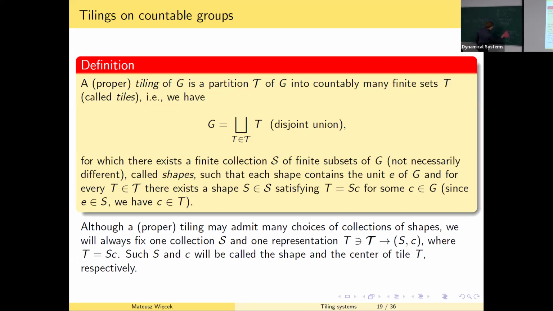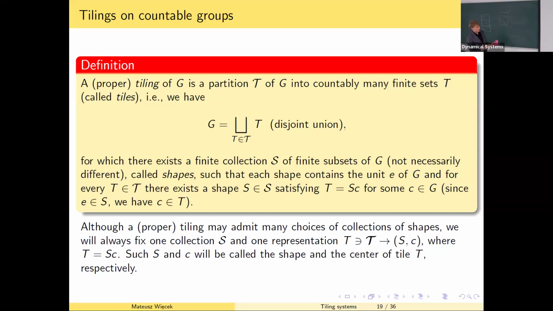It may happen because, for example, on Z square we may have two shapes which are identical rectangles. Let's say that the unit E is here, and if we place a rectangle somewhere here, then we can have this upper rectangle shifted by some element C1. So let's say this is S1, this is S2, or we can have the second one shifted. So there might be many choices.